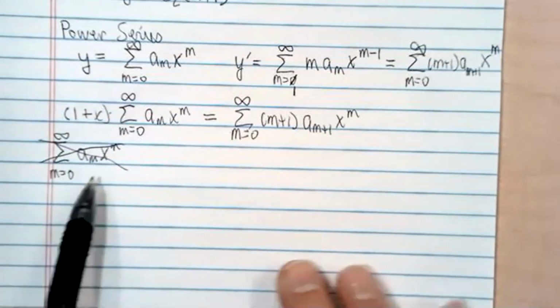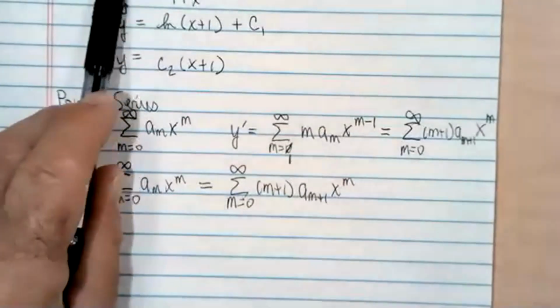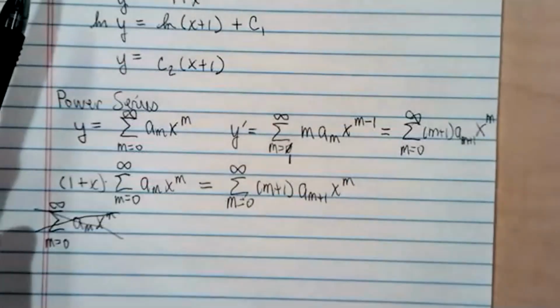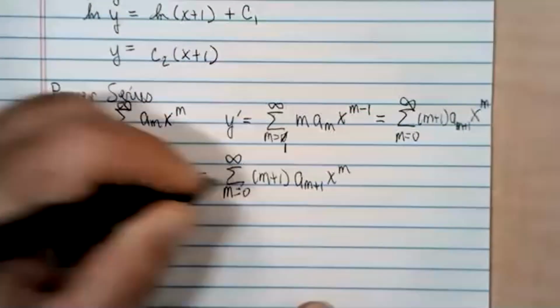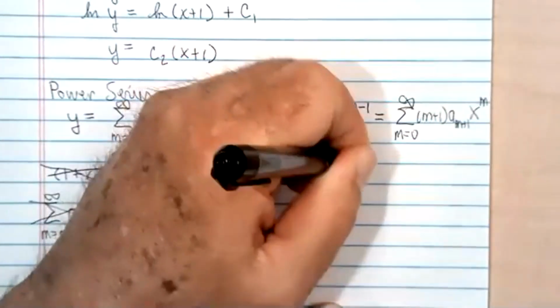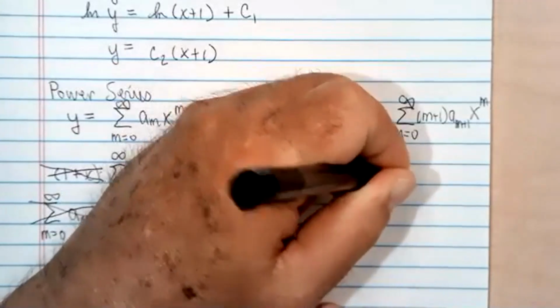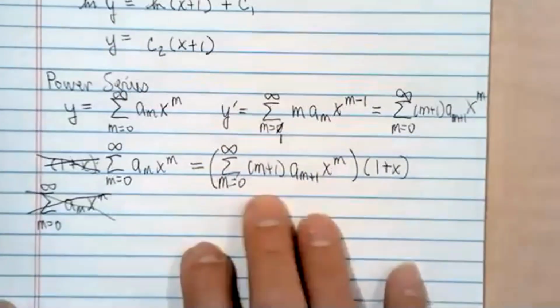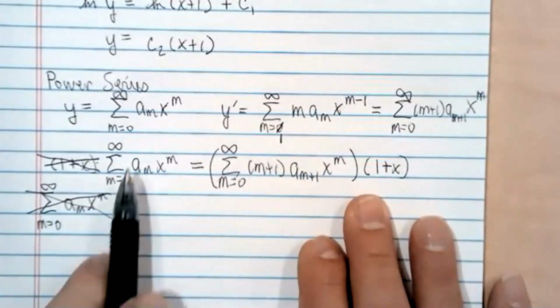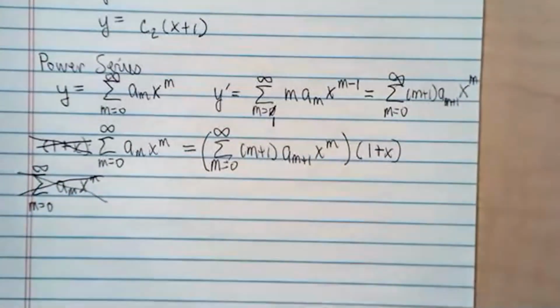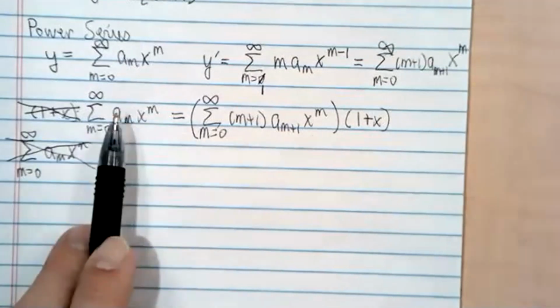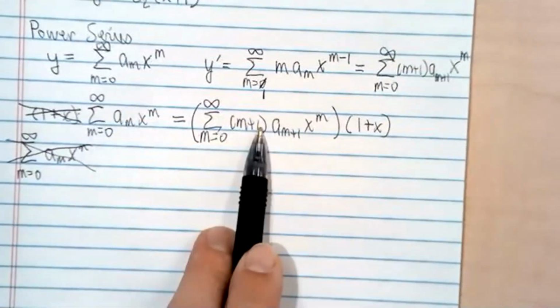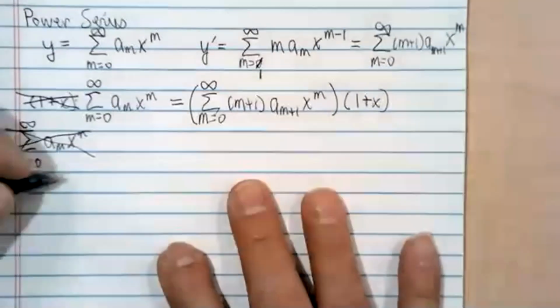What I'm going to say is 1 plus x times y prime is supposed to be equal to y. So another way of looking at it is 1 plus x should be over here. Here's my y prime series times 1 plus x equal to y. That'll be okay. Now I'm going to do the expansion on this, and I'm going to subtract this from whatever's over here, and that'll be equal to 0.